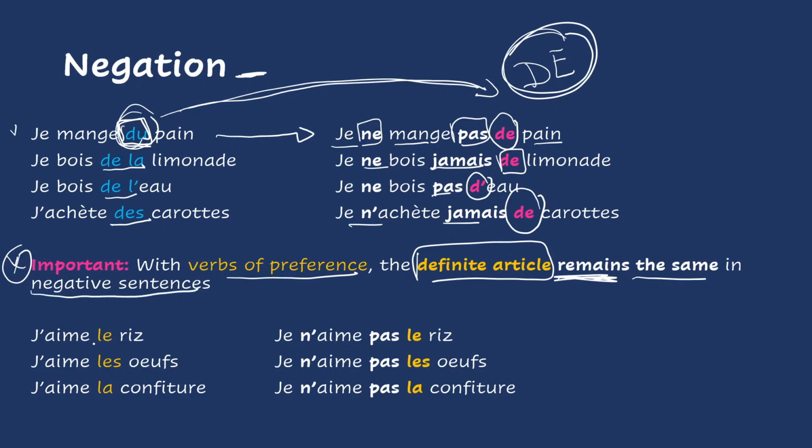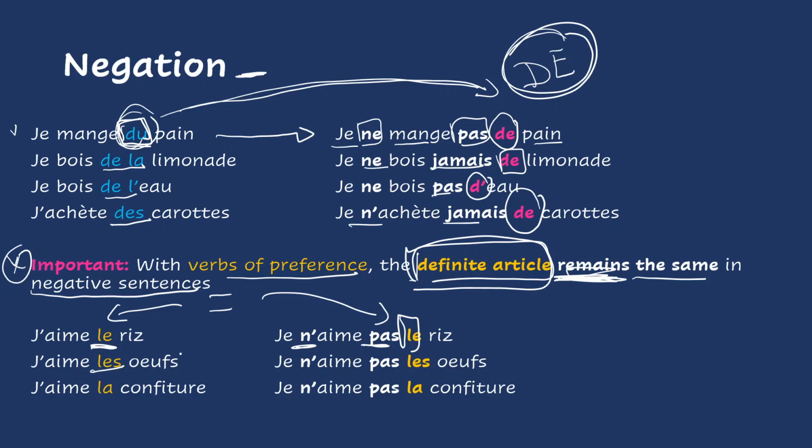For example, j'aime le riz, I like rice. Je n'aime pas, negative sentence, le riz. It's the same, right? Doesn't change, remains the same. The definite article remains the same.